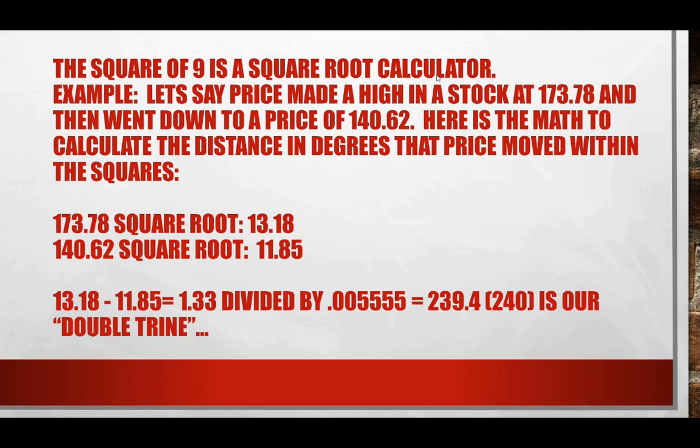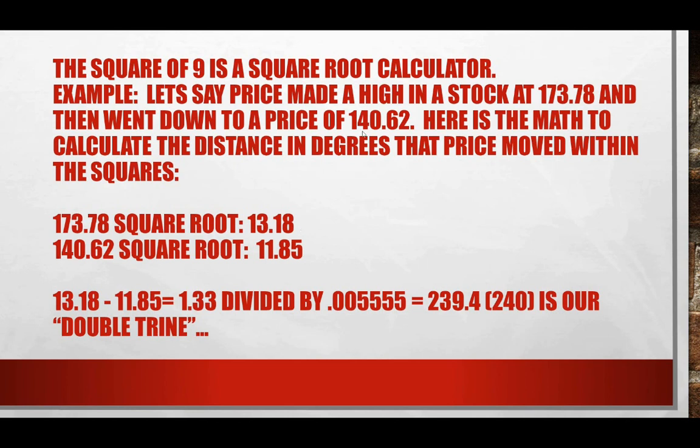Remember, we saw the odds and evens going up opposite sides there. Example, let's say price made a high in a stock at 173.78 and then went down to a price of 140.62. Here is the math to calculate the distance in degrees that price moved within the squares, and that's what's important. We're going to see certain numbers that we know come up. 173, that's our high price from up here. The square root of that is 13.18.